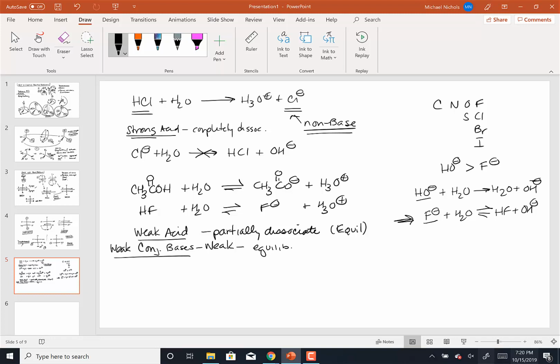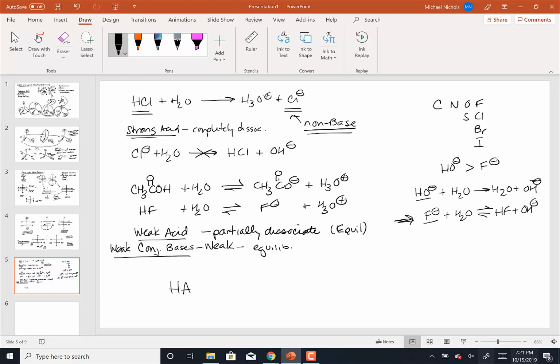And the conjugate bases then, if something completely dissociates, its conjugate base isn't going to react as a base. On the other hand, if your weak acid dissociates, then your conjugate base is going to react also in equilibrium, so it's going to be weak. Okay, and so that's how we judge acid base strength. There's one other issue that I would introduce.